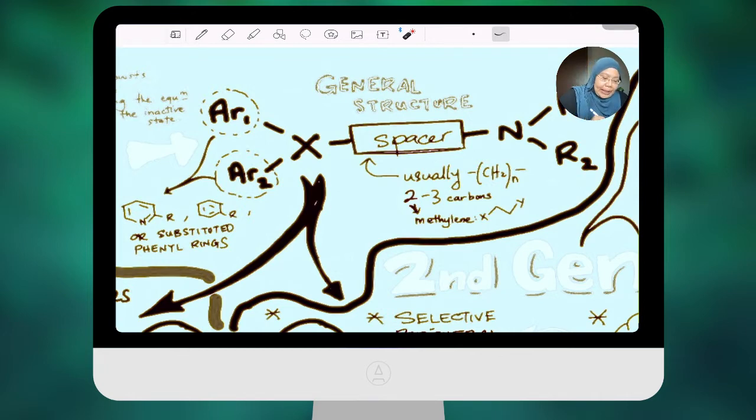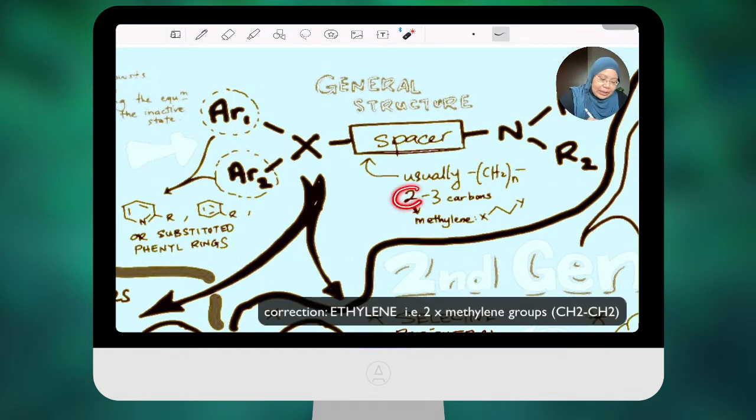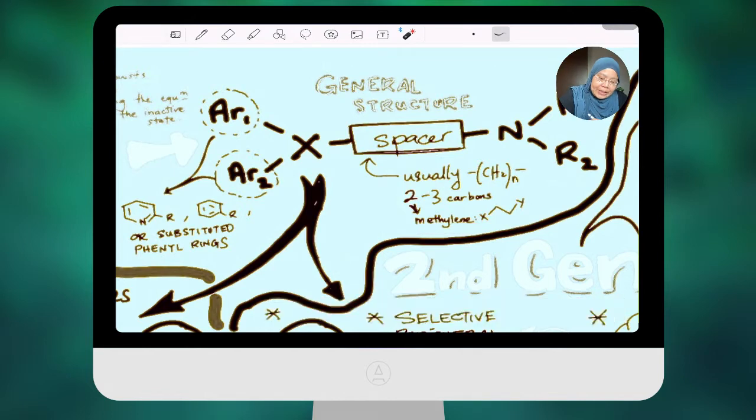We'll see later. And then the X, which is modifiable, is linked by a spacer. Usually it's a 2 or 3 carbon spacer, and usually the most optimal so far is 2 carbon, an ethylene. And then that spacer will link the atom on the left hand side with an amino group, a disubstituted amino group. So that's the general structure of this H1 antagonist.